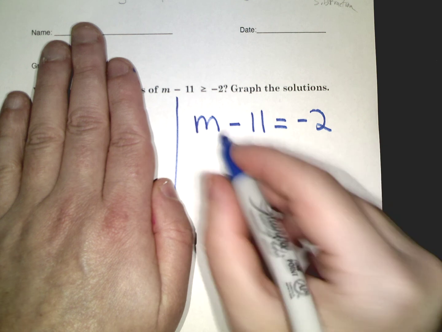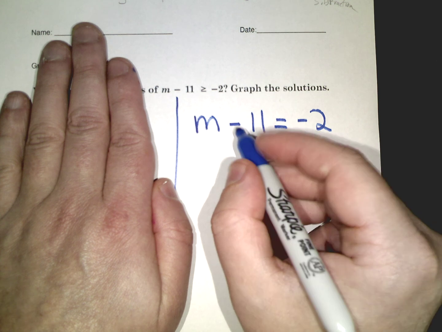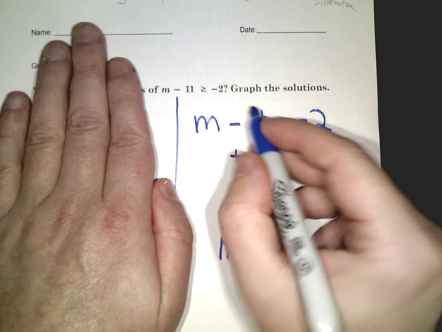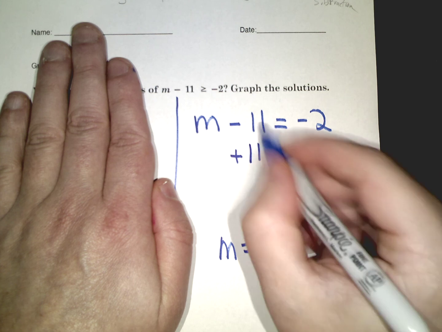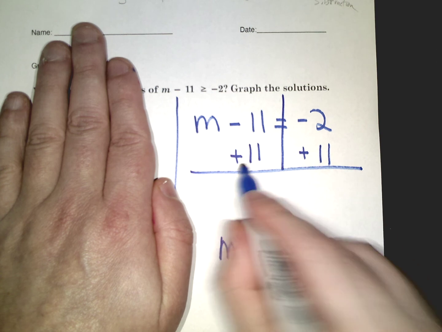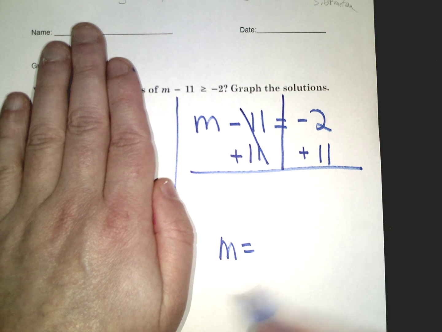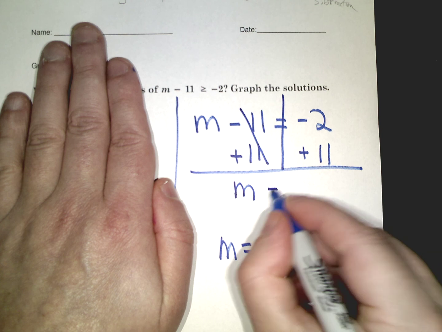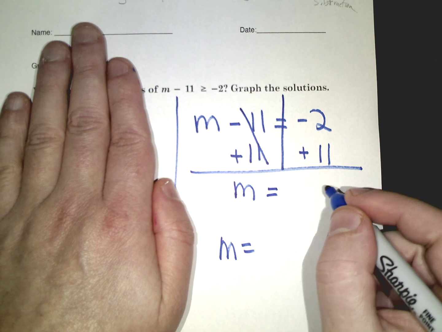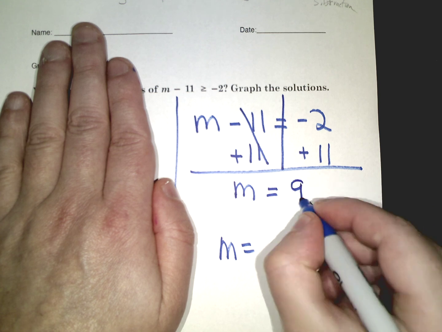The first thing in my way is this minus 11. I have to use the opposite operation of subtraction, which is addition, but I have to do it to both sides. Negative 11 plus 11 works out nicely and becomes 0. So now I just have m equals negative 2 plus 11. Putting negative 2 plus 11 in the calculator gives me the answer 9.